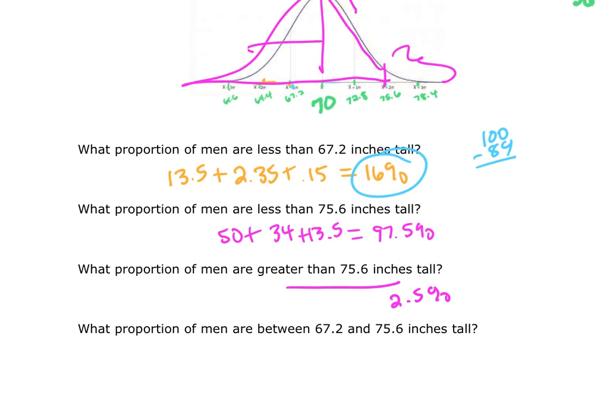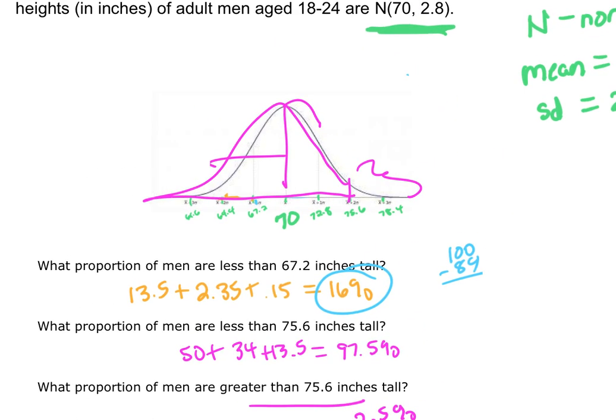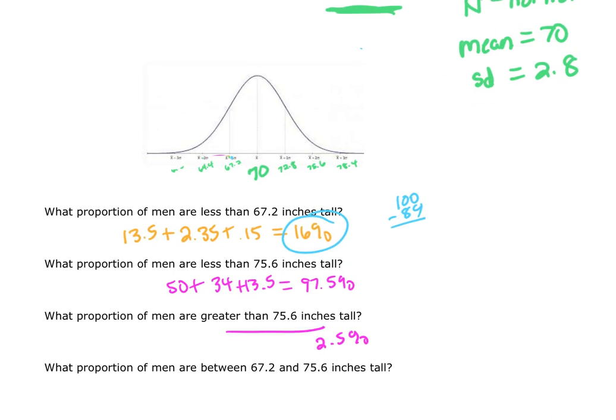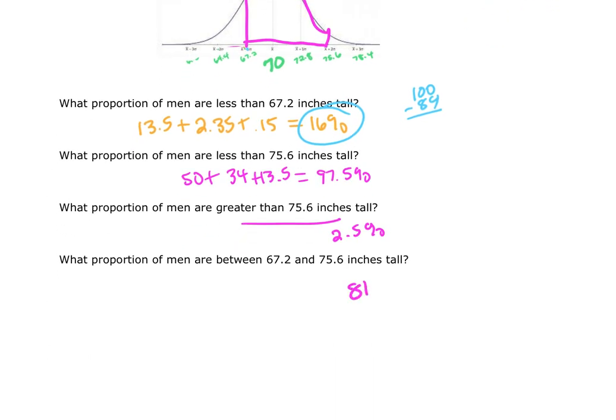Okay, and then last one. Oh, this is a hard one. No, it's not. Where's 62.7? There you go. So what proportion of men are between 67.2 and 75.6? So this is 68, or you can think of it as 34 plus 13.5, either way you want to think about that. But then ultimately, yes, we get 81.5%. Excellent.